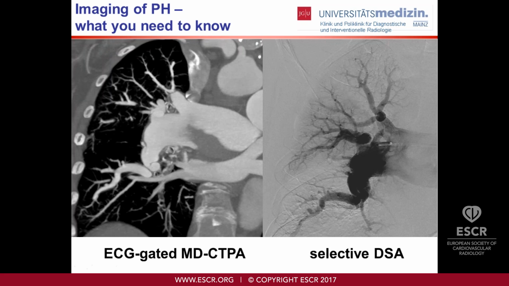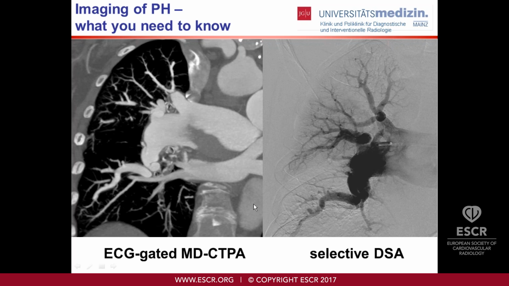And coming to ECG-gated MD-CTPA, I'm very well convinced that we can better assess the proximal extent of the central organized thromboembolic material much better than with selective DSA, but this information is very crucial for the operator because he now knows where to begin with his dissection plane for this pulmonary endarterectomy.